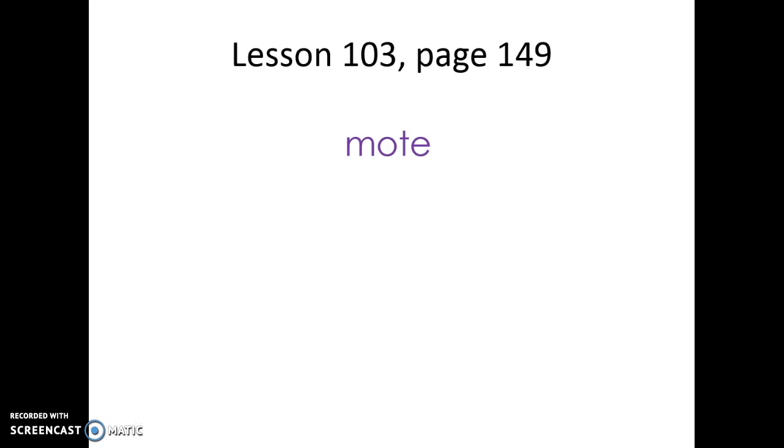Last word is emotion. First morphograph in emotion is E. Next morphograph, mote. Last morphograph, ion. Spell emotion. Go. E-M-O-T-I-O-N. Emotion.